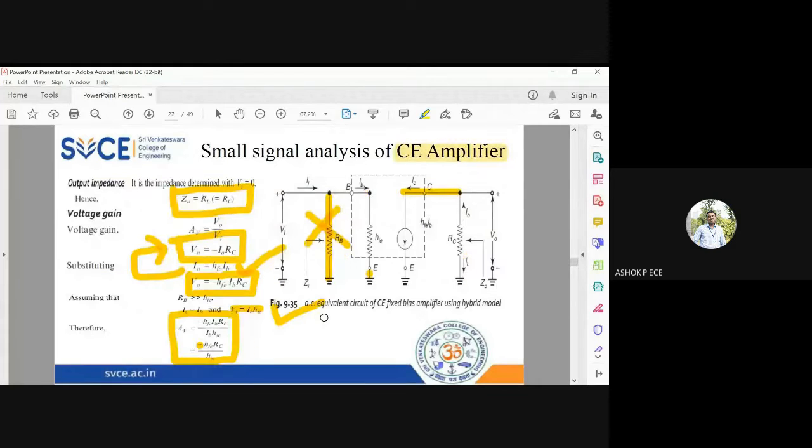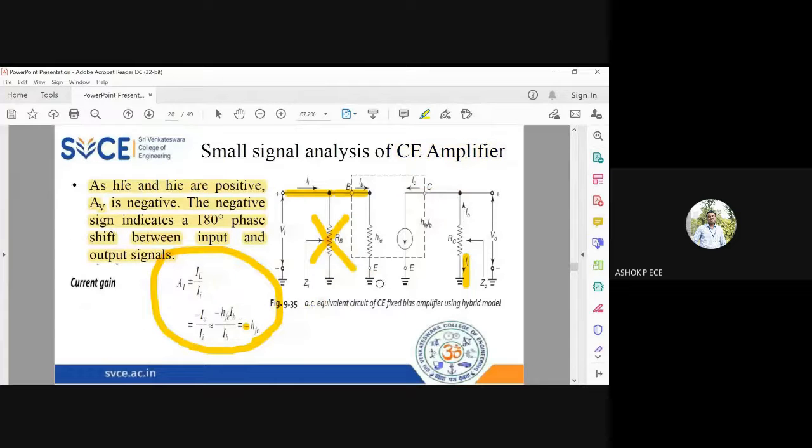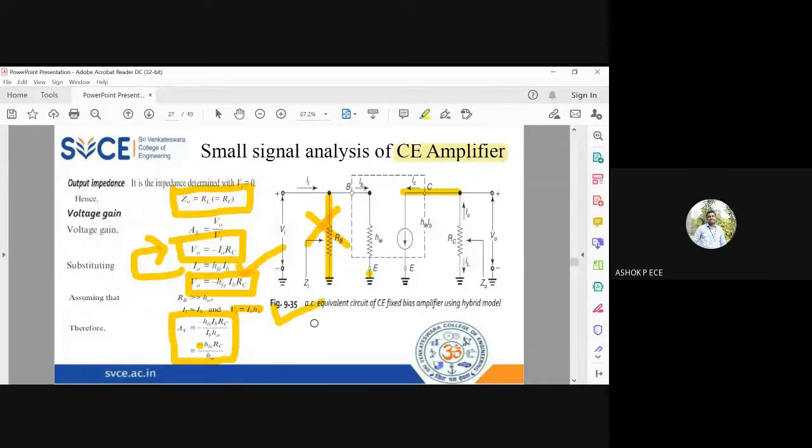See, this one circuit, if you understand clearly how to find the input impedance, how to find the output impedance, how to find the voltage gain, how to find the current gain, we are going to apply the same logic for all the other biasing circuits and do the same thing. See, in all the cases, we are going to find only these four parameters: input impedance, output impedance, current gain, voltage gain.